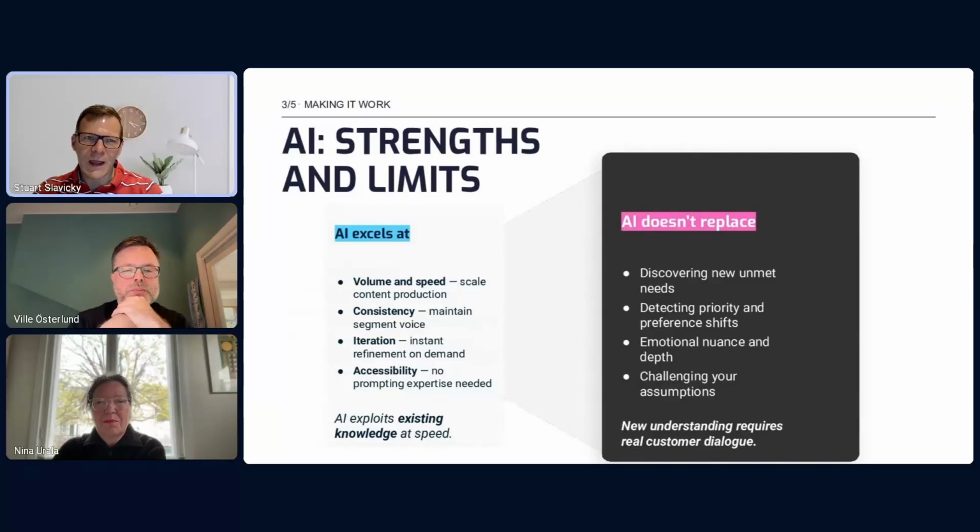So having this fantastically strong data set, these personas really drove things forwards, because the AI only knows what you've told it. It can produce incredible content, but it can't discover anything you haven't yet researched. It can't tell you if your members' needs have shifted. For that you do need that continuous dialogue with real people. And that's the point that I think Ville is going to talk about next.